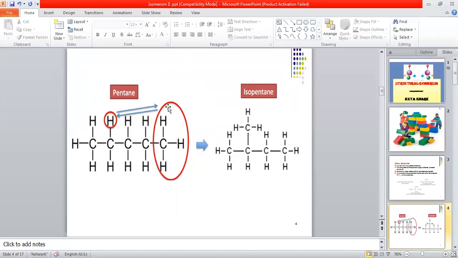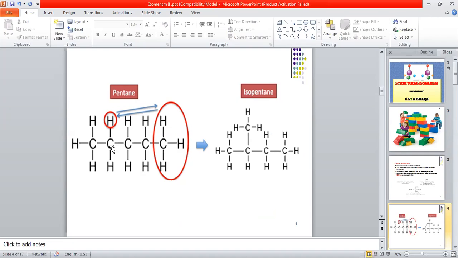When we switch the methyl group of pentane, which is circled in red, with a hydrogen atom on the carbon chain, we get a chain isomer, isopentane. So chain isomers apply not only to the carbon groups on the chain, but also to a different atom that may be present on the chain.